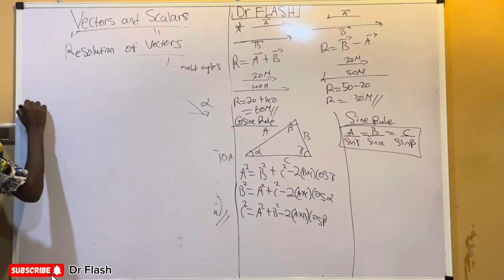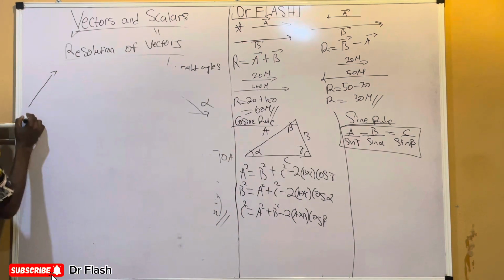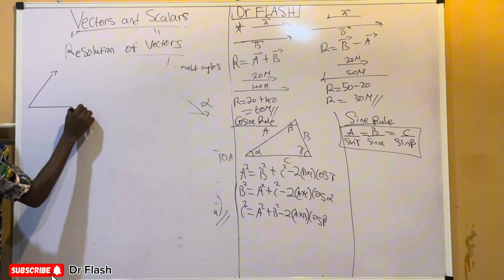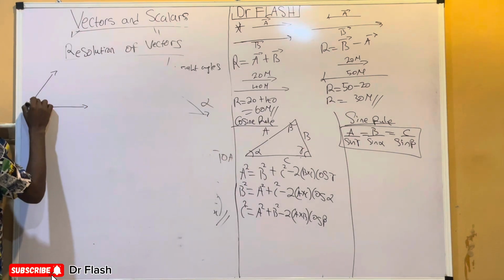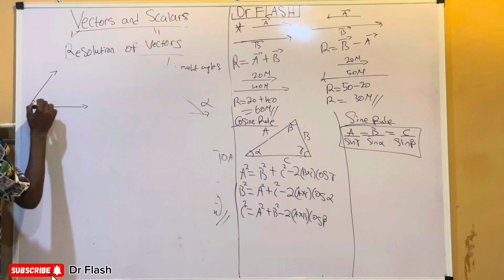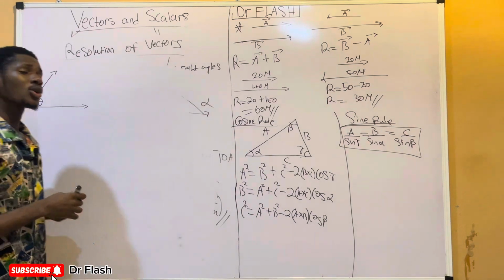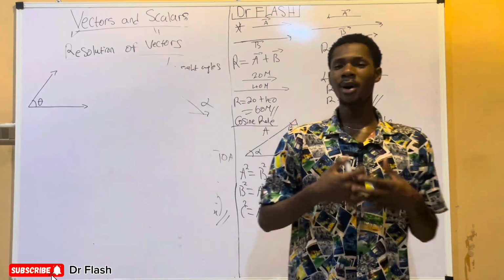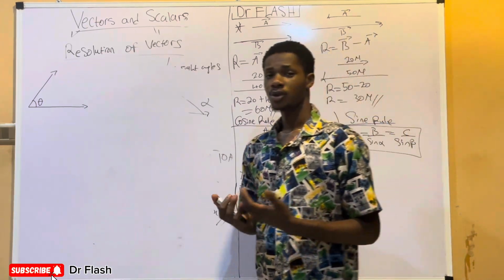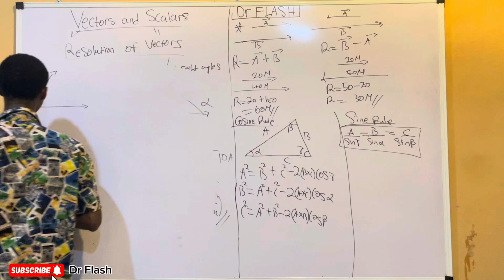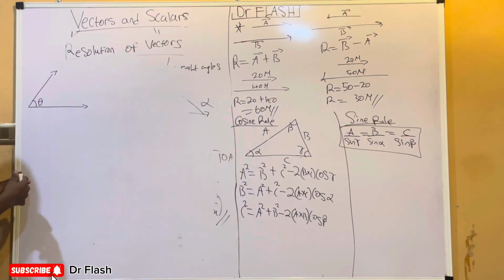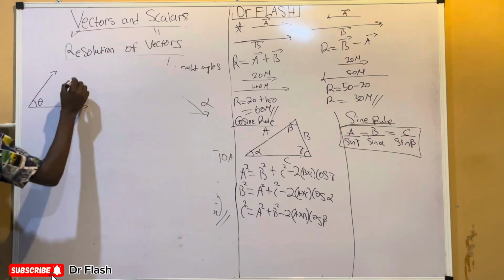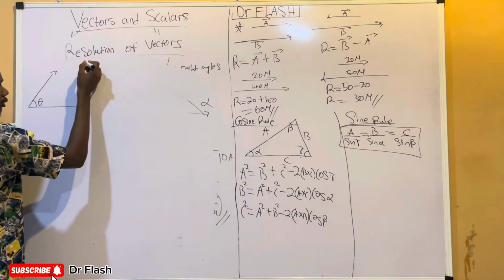Let's say we're having a vector like this and a vector like this, and they are acting at an angle of theta to each other. Now, the only way we can resolve this vector is by applying what we call the parallelogram law of vector. When vectors are at angles that are not perpendicular, I'm going to talk about the parallelogram law of vector in general.